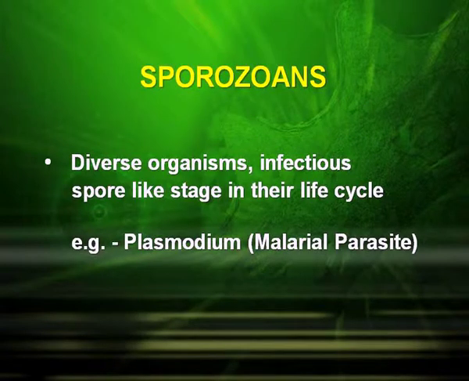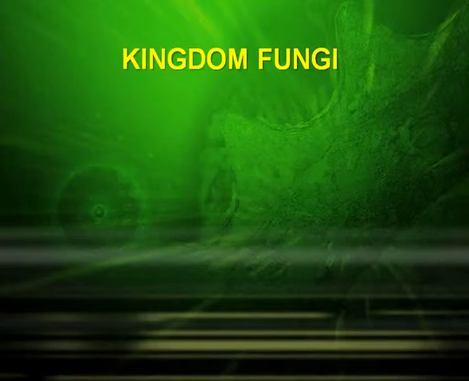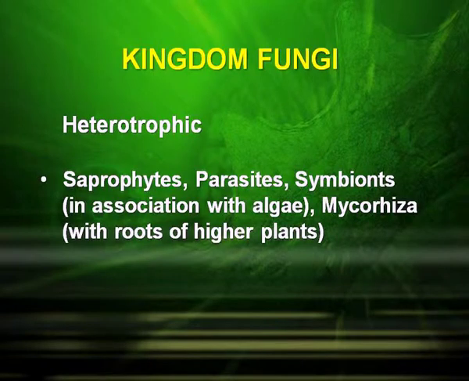And the sporozoans, they are diverse organisms, have an infectious spore-like stage in their life cycle, example Plasmodium, which brings about the disease malaria. Kingdom Fungi. They are heterotrophic. They may be saprophytes, parasites, symbionts when they are found in association with algae, mycorrhiza when they are found with the roots of higher plants.